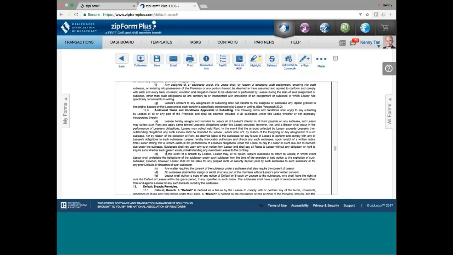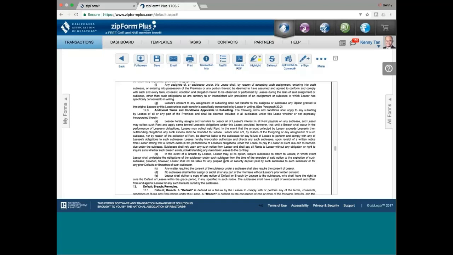And then it says here on B, in the event of a breach by the lessee, lessor may at its option require sublessee to atone to lessor, in which event lessor shall undertake the obligations of the sublessor under such sublease from the time of the exercise of said option to the expiration of such sublease, provided, however, lessor shall not be liable for any prepaid rents or security deposit paid by such sublessee to such sublessor.